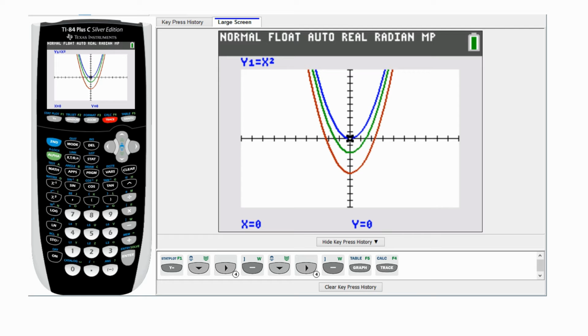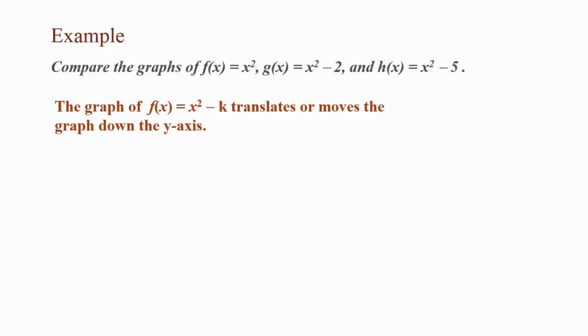Trace. Again, my vertex for y = x² is (0, 0). My vertex for y = x² - 2 is (0, -2). And my vertex for y = x² - 5 is (0, -5). So subtracting a number from x² moves the vertex down the y-axis. The graph of f(x) = x² - k translates or moves the graph down the y-axis.